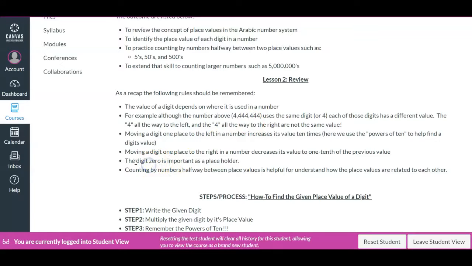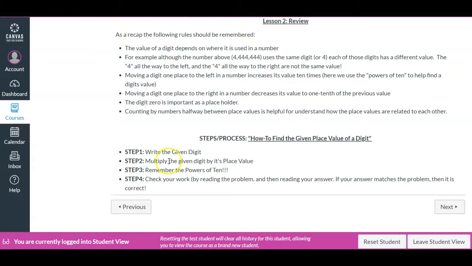Okay? So we also know that the digit 0 is important as a placeholder, and that counting by numbers halfway between place values is helpful for understanding how place values are related to one another. Okay, we'll review that as well.